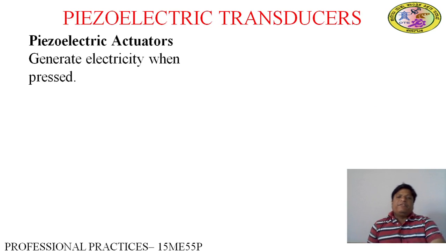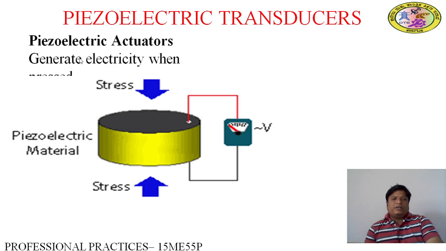Another one is piezoelectric transducers. A piezoelectric transducer generates electricity when force is applied. Application of force is nothing but stress. So when force is applied on the piezoelectric material, we get a potential difference. This is also a smart material. It is used in a quartz wristwatch or similar devices. When force is applied, you get a potential difference.